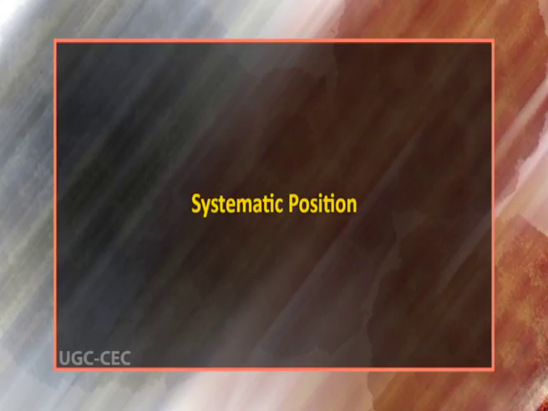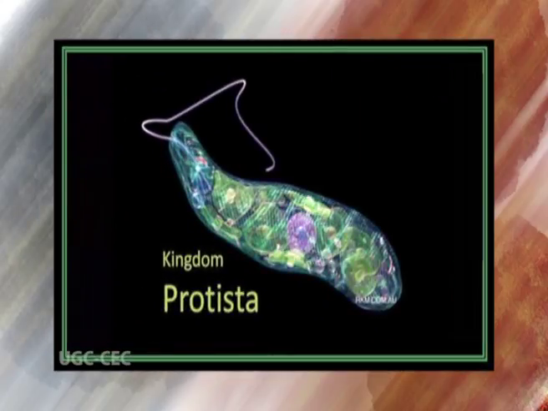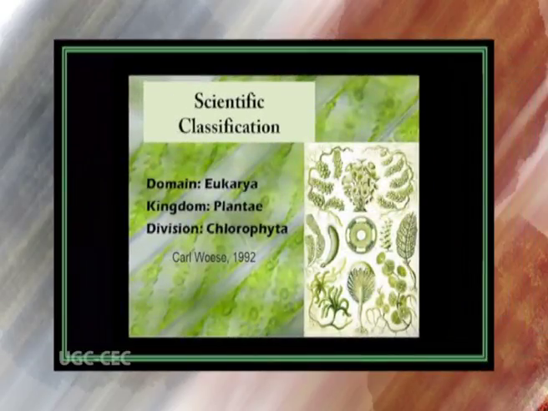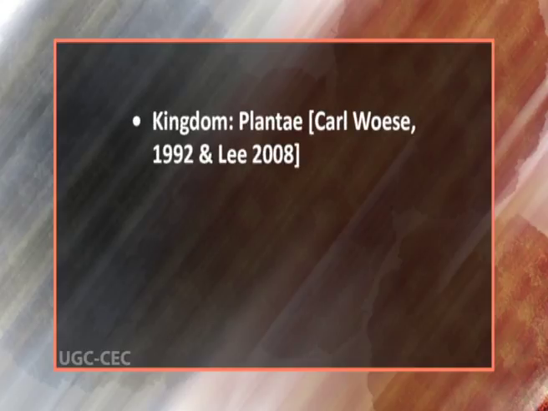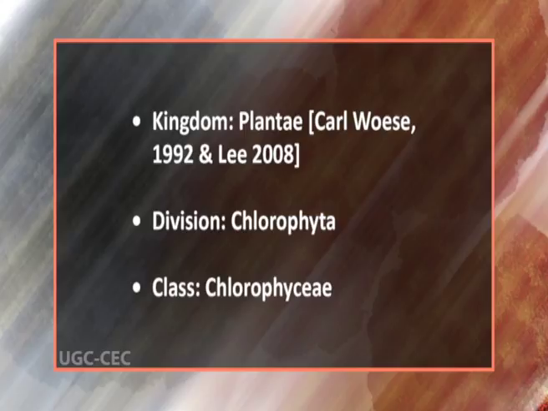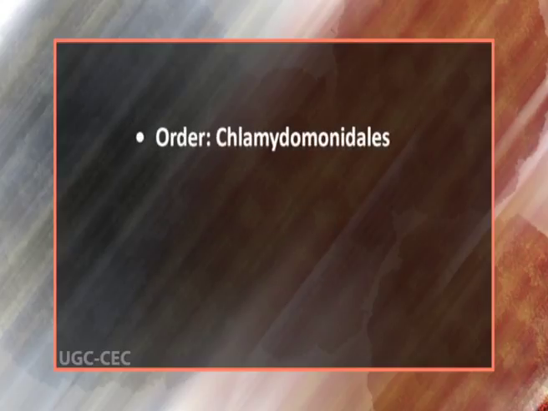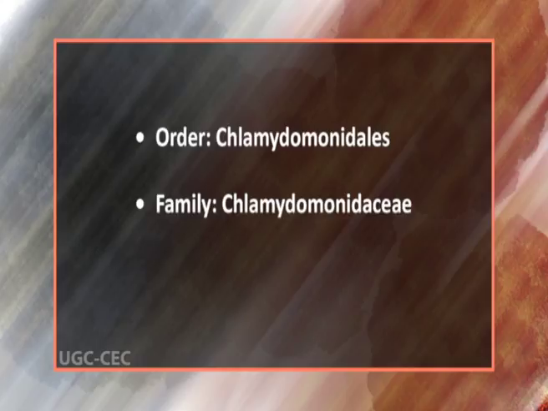Now, its systematic position. Chlamydomonas occupies a controversial systematic position. Being a unicellular eukaryote, it should have been placed in kingdom Protista, as all unicellular eukaryotic organisms are nowadays placed in the single kingdom Protista. However, due to its close resemblance with plants, most biologists place it in division Chlorophyta of kingdom Plantae. Therefore, it belongs to kingdom Plantae, division Chlorophyta, class Chlorophyceae, order Chlamydomonidales, family Chlamydomonidaceae, genus Chlamydomonas.